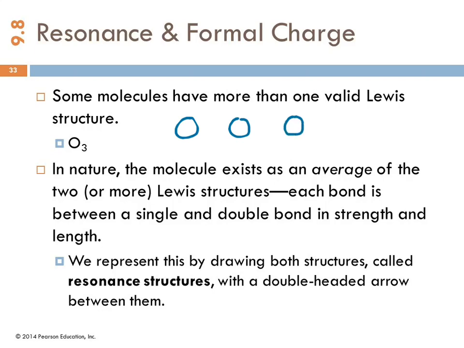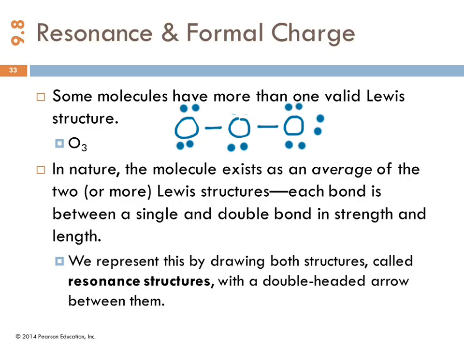And then how many valence electrons are going to be in this Lewis structure? 18, right? Each oxygen has 6, so 3 times 6 is 18. So there's 2, 4, 6, 8, 10, 12, 14, 16, 18. Not quite enough to make everybody happy. We need to do a little more sharing.